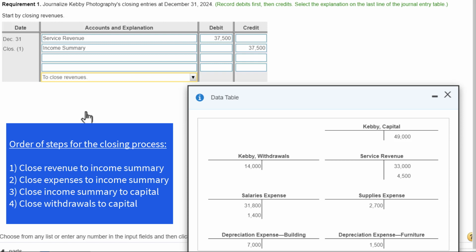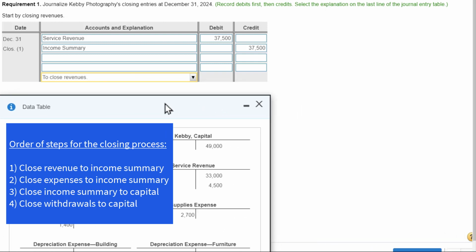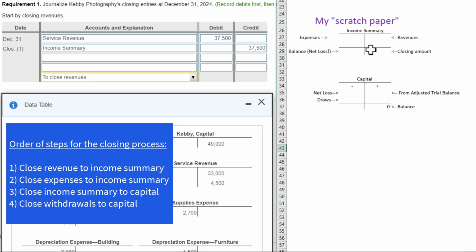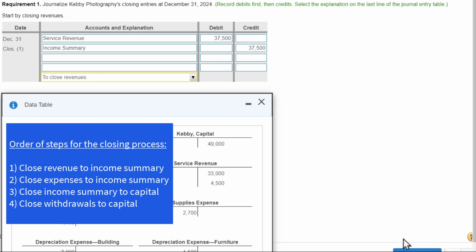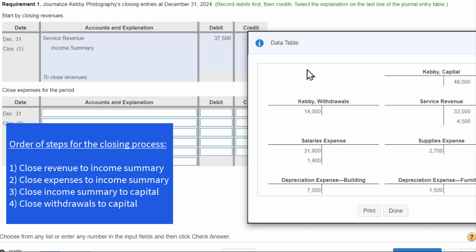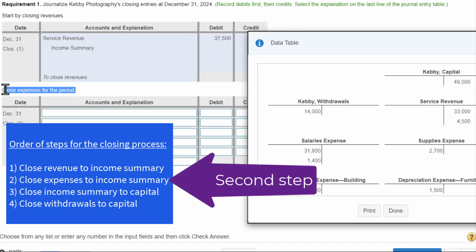to close revenues. Now, to do this problem, it's a lot easier if you have a piece of scratch paper and you do a T account for income summary, and in this problem we do have to keep track of capital. So notice over here I have credited income summary, and this 37,500 represents service revenue. So because income summary is credited, I'm going to credit income summary in my T account, 37,500. All right. So now we can check our answer. Fantastic. Fantastico.